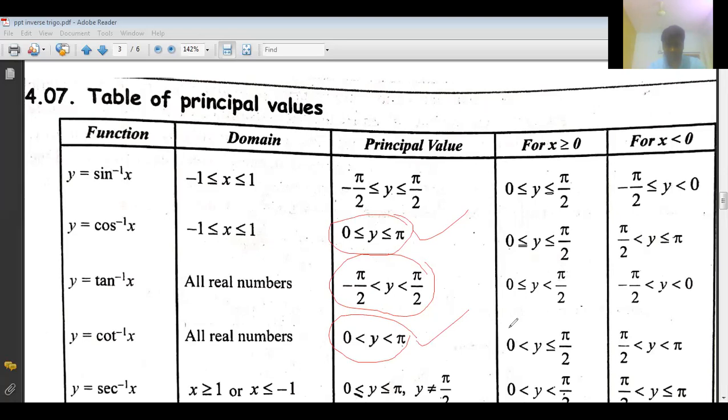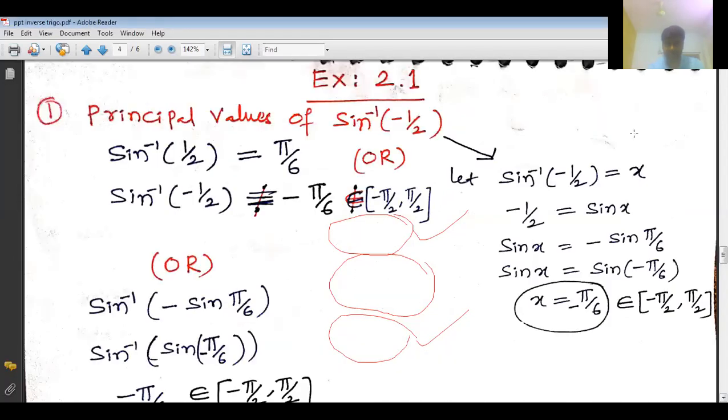Clear? Next, for secant inverse x, whatever result we get must lie in 0 to pi except pi by 2. So all these things we have to remember to solve any problem in this chapter. Now let us see this question. Actually, this is the first question in the NCERT textbook. The principal value of sine inverse of 1 by 2. Actually, these problems can be solved in three ways. In any way we can solve. First of all, identifying the angle directly, that is important.